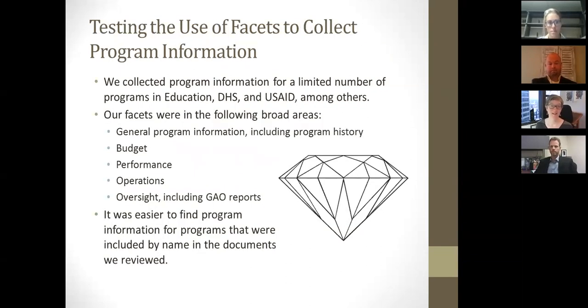So we went out to test this faceted approach. So we built this giant spreadsheet, which would not be what the whole federal government would want to do in one Excel spreadsheet necessarily, but we did attempt to collect this type of information for more than 20 programs in at least 8 federal agencies, and the boxes were all there, and we tried to fill those in as best we could.